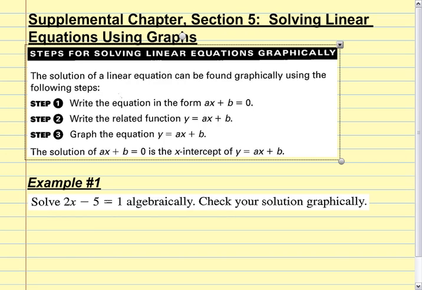All right? Now we got 3 steps. Okay? We can solve this equation algebraically. This is kid stuff. Add 5 to both sides, then divide by 2 and x equals 3. Done. Okay? You guys have been doing that forever.